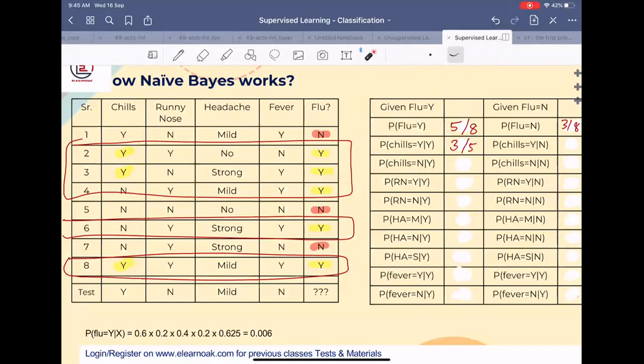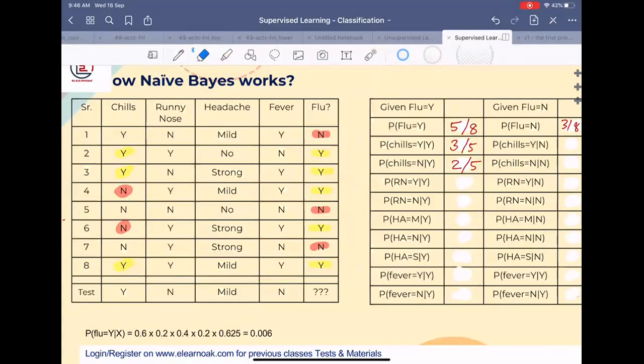Again, let me say. See here, the probability of chills as no given that flu is yes. So my sample set is how many points? My sample set is 5 points. Flu as yes, I have 1, 2, 3, 4, 5. 5 samples of flu as yes. How many examples of no? So I have 1 example of chills as no, 2 examples of chills as no. So my answer should be 2 divided by 5. Okay, I hope you get this.